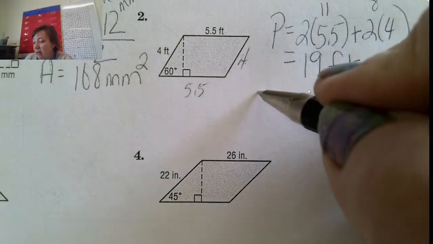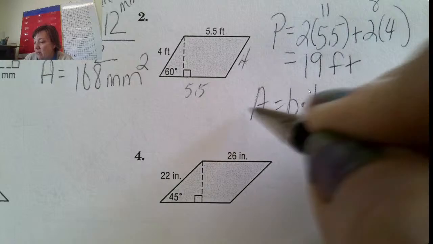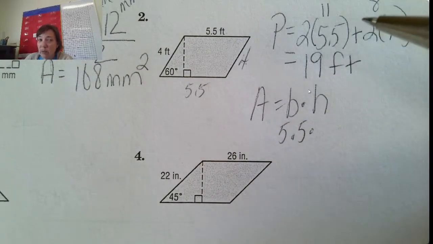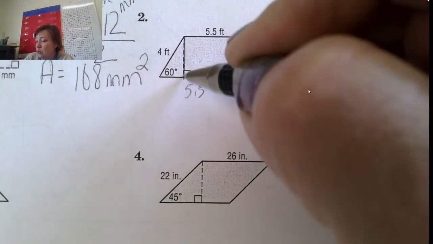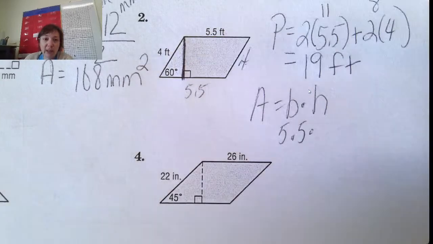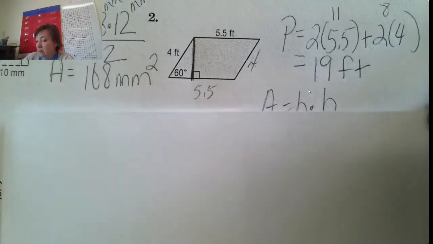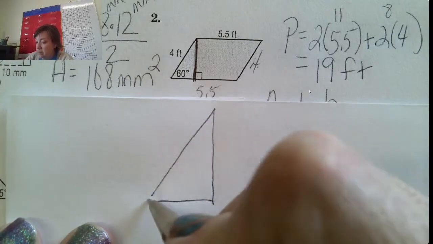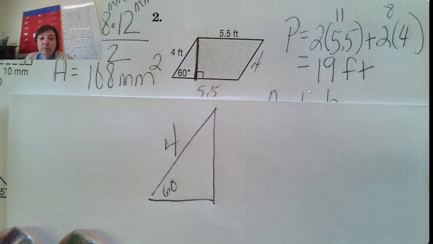Now, to find the area, we have to do the base times the height. The base on this guy is 5.5. The height is not 4. That's what everybody wants to say. But the height is from the bottom to the top, straight up and down, right here, right? And we don't know that unit of measurement. But look what we have. We've got this guy. Tell me what you know about that.